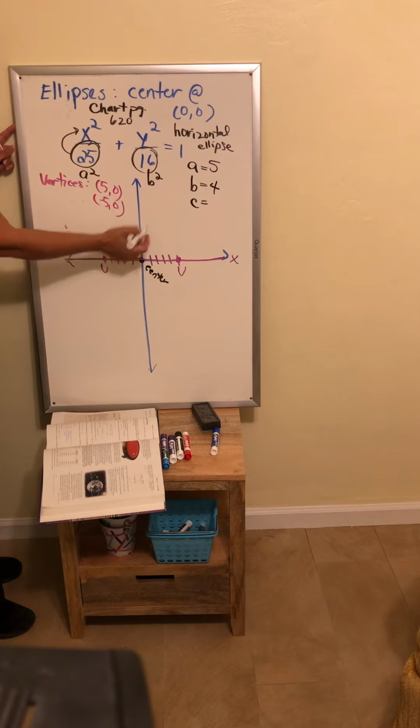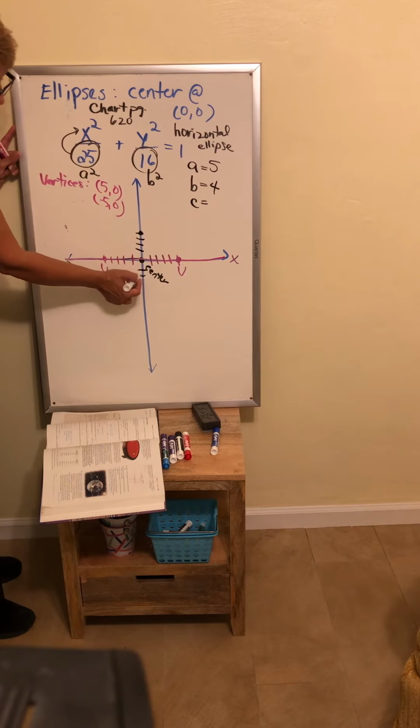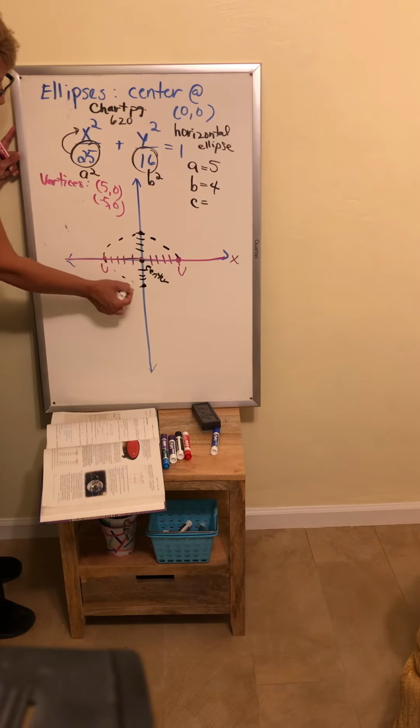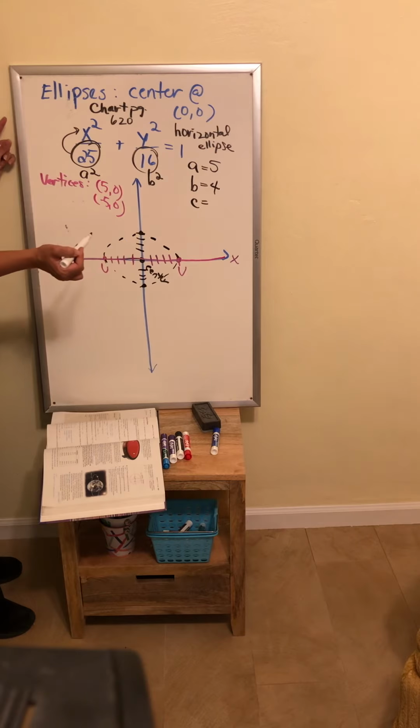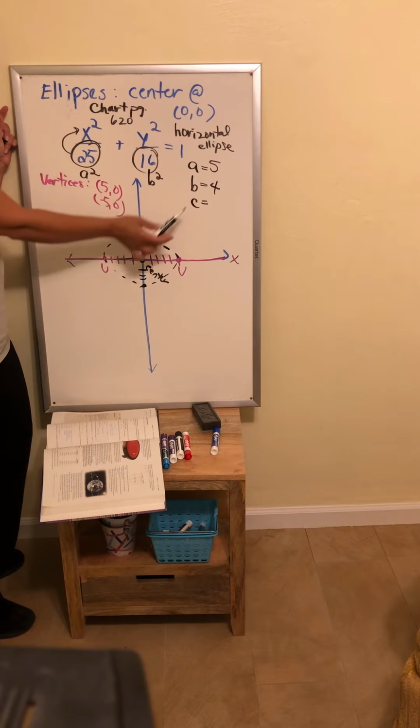The value of b here gives you the distance from the center to the other endpoints, in this case on the y-axis. So from the center, I'm going to go up 4, and you'll have another endpoint there, and from the center, I'm going to go down 4, and you'll have another endpoint there. So here's an outline of your ellipse. We now will identify the foci, which are c distance away from the center.